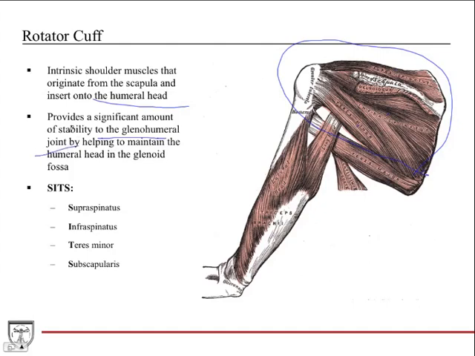That's the main function, it helps stabilize the head of the humerus into the glenoid fossa, as we say here. A good acronym to remember is SITS. S for supraspinatus, I for infraspinatus, T for teres minor, and then S for subscapularis.